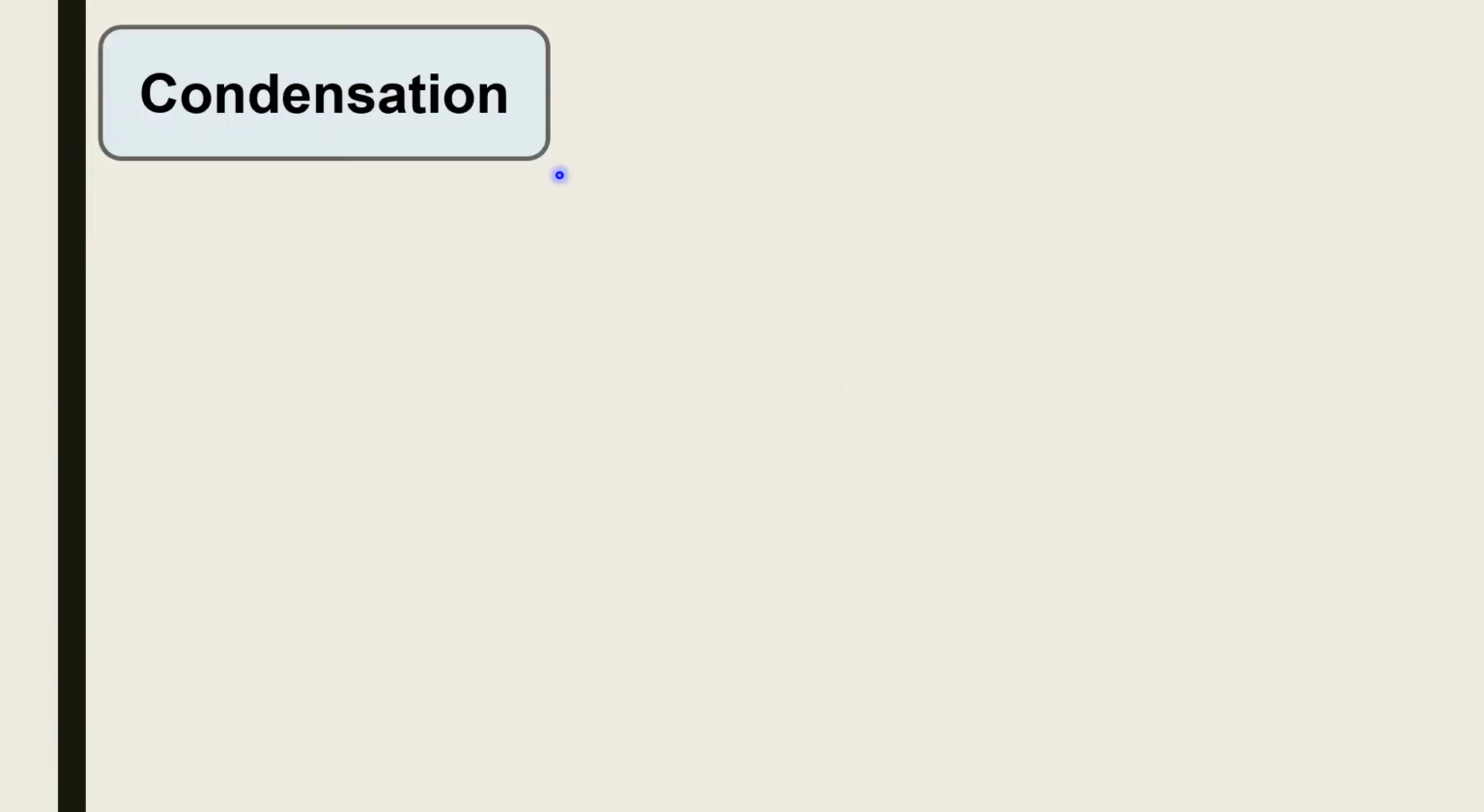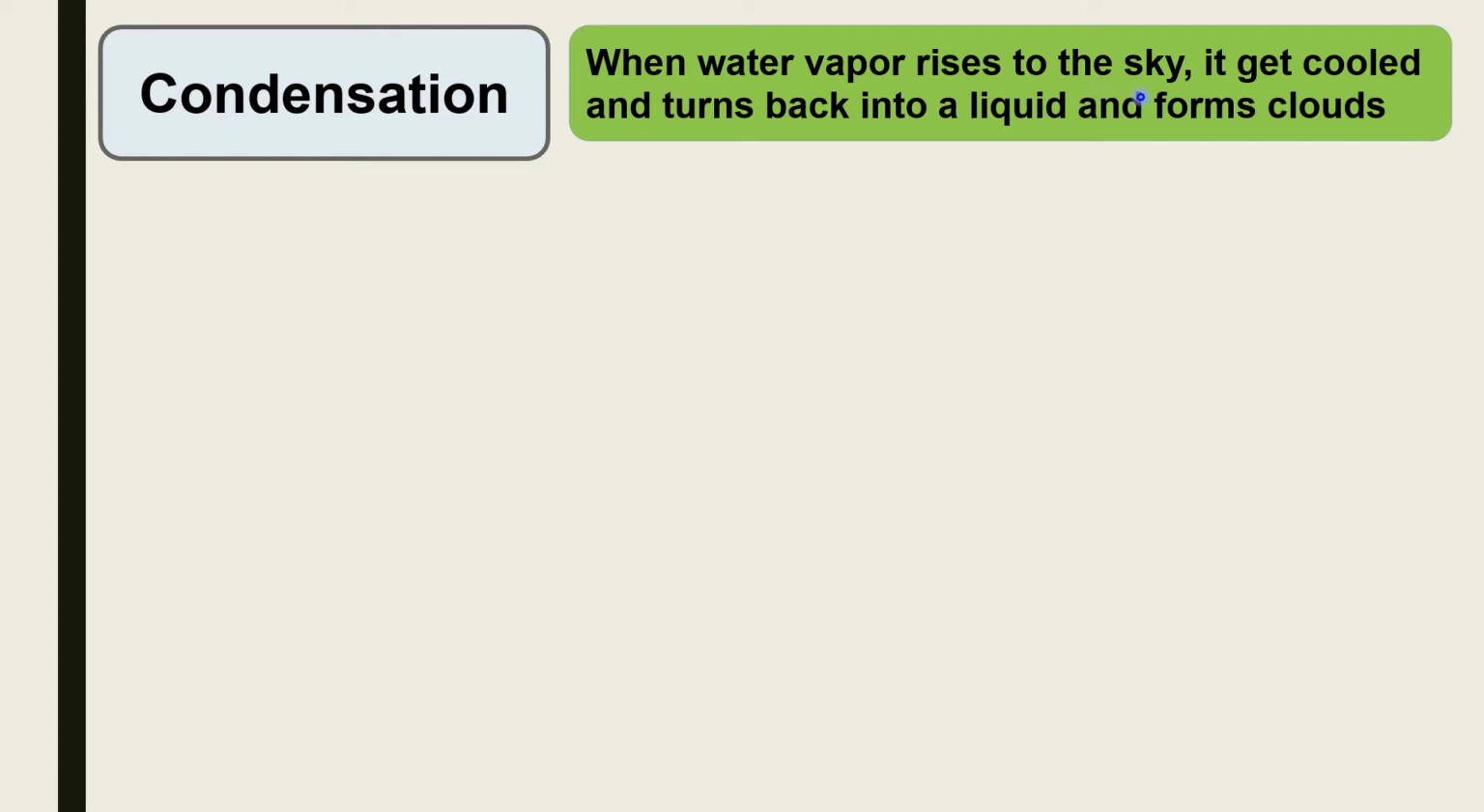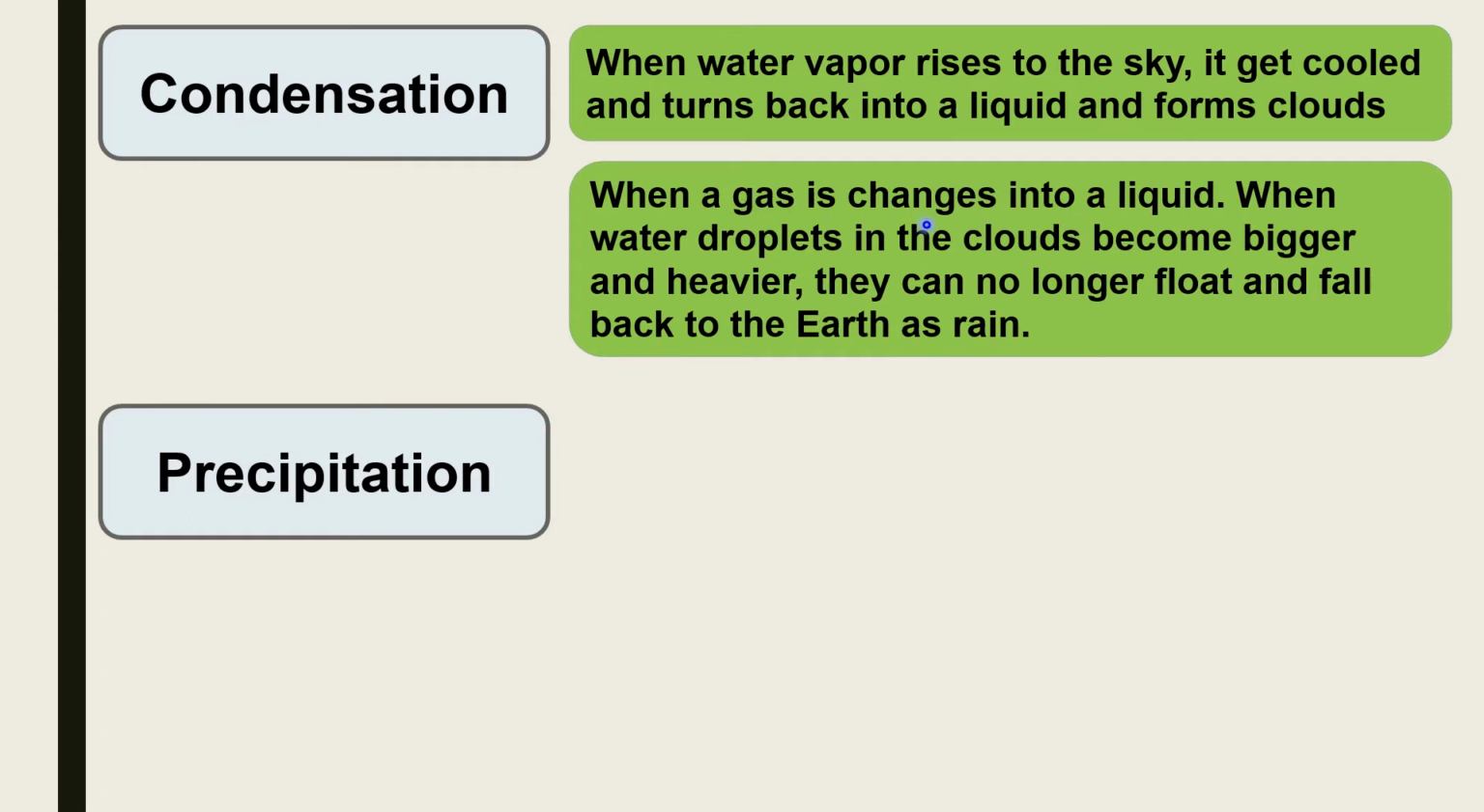Next, condensation. When water vaporizes to the sky, it gets cooled and turns back into liquid and forms clouds. So when a gas is changed into liquid, when the water droplets in the clouds become bigger and heavier, they can no longer float and fall back to the Earth as rain.